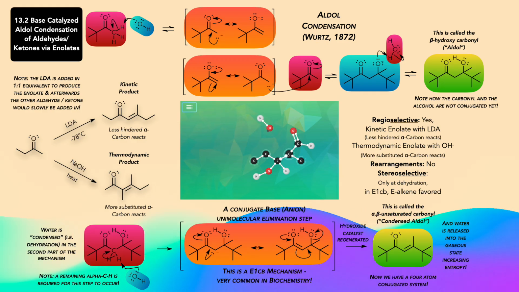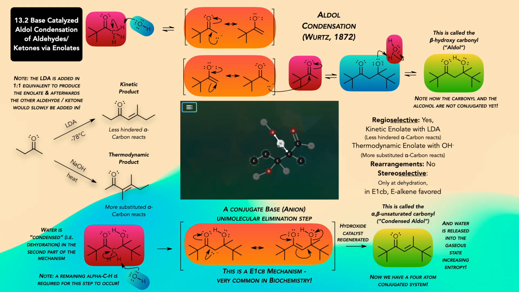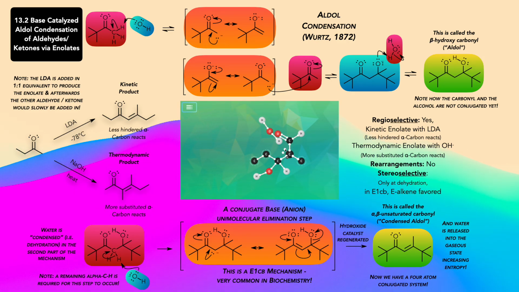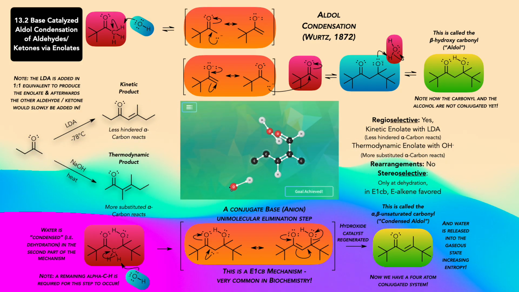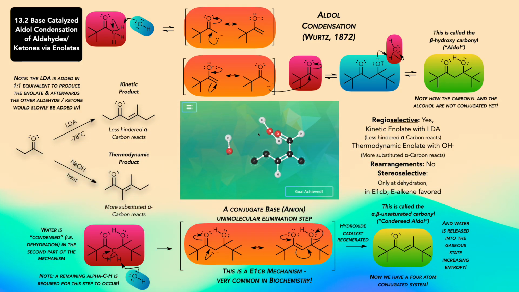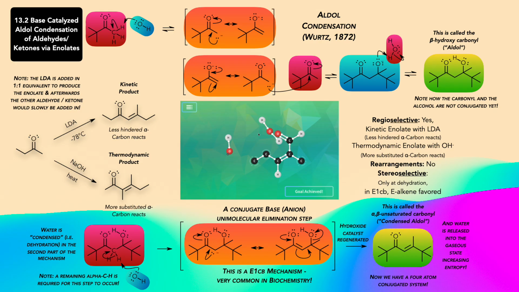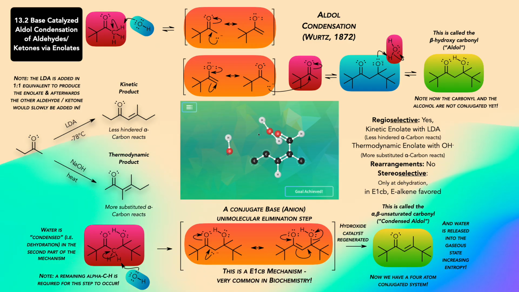But again, if heat is applied, dehydration occurs. In basic conditions, this elimination proceeds through an E1CB mechanism. That means the base removes an alpha hydrogen, forming an enolate intermediate, which then eliminates hydroxide. This produces the conjugated alpha beta unsaturated carbonyl product.